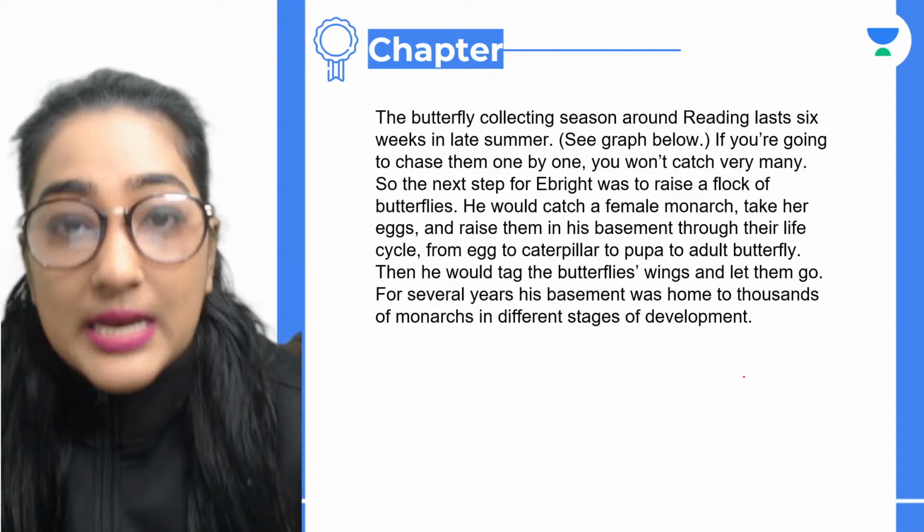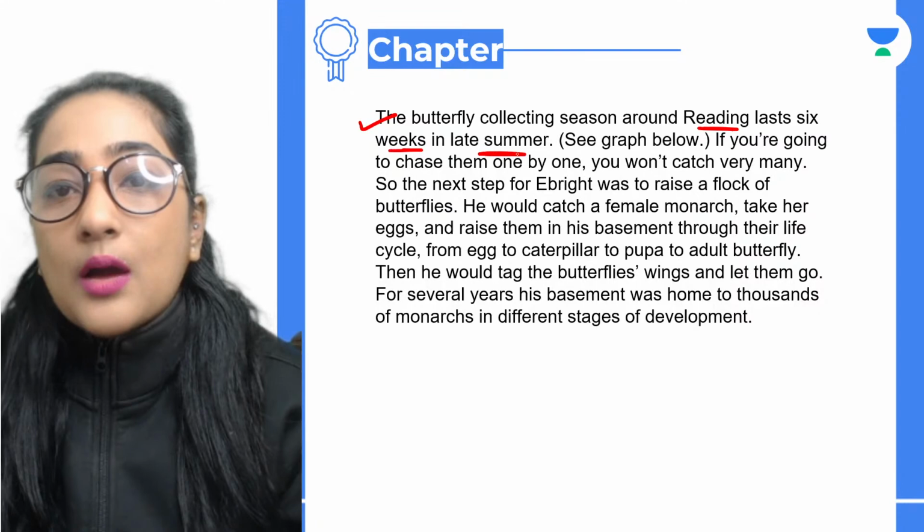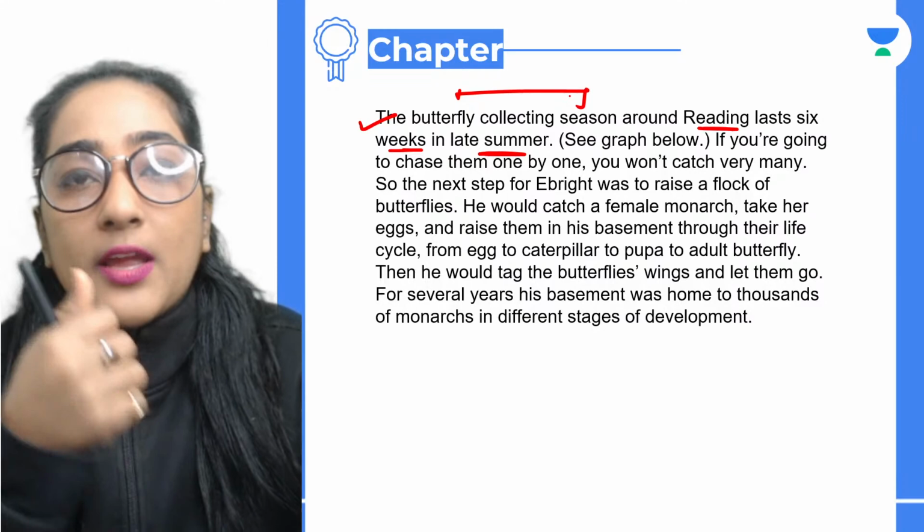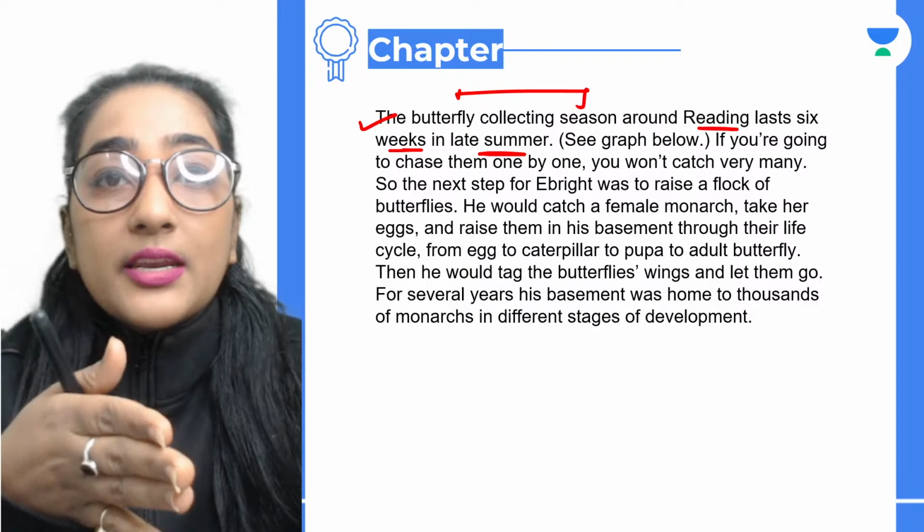All right. Is that clear? Now, the butterfly collecting season around Reading lasts 6 weeks in late summer. So everybody, what exactly is that? See, everyone, now I'll tell you. Butterfly collecting season also goes on. You know, we have got spring, winter. This fruit is found in spring. This food is found in winter. This animal would be found here in summer. This animal would be found in winters. This is what we come to know, right?